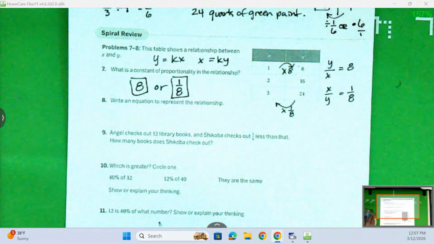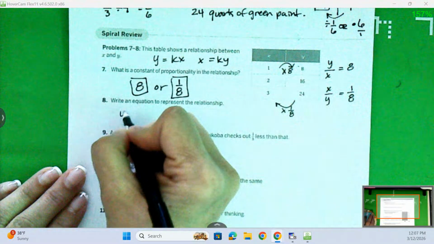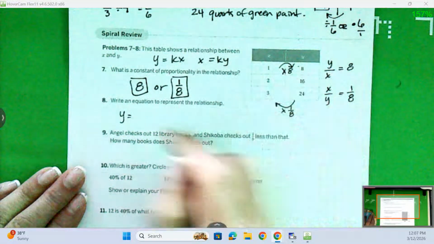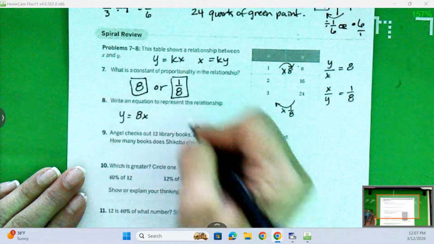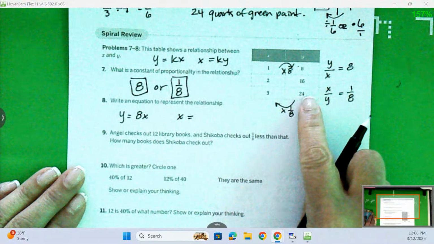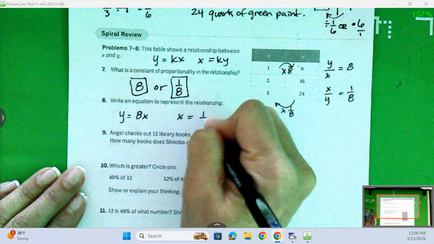Okay, write an equation to represent this relationship. Well, if I'm looking at this one and I want to know what my y equals, my y is going to equal x times 8, so I'm going to write 8x. If I want to solve for x, then I have to take my y and multiply by 1/8. So that's 1/8 y.